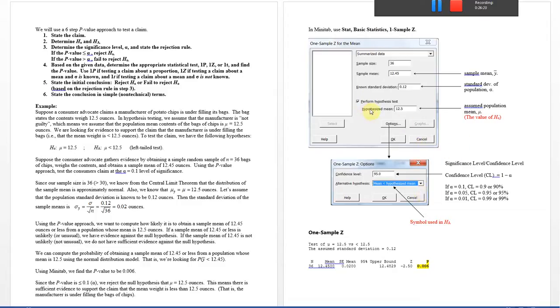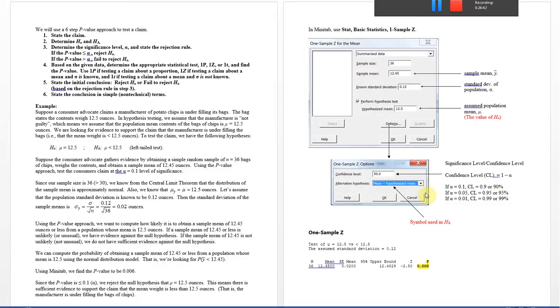So notice hypothesis mean is 12.5. So down here when it says hypothesis mean, it's referring to this value you gave it. So you're testing, hey, is the mean less than the 12.5 I put in there for that value? So this is forming your alternative hypothesis right here at this line.